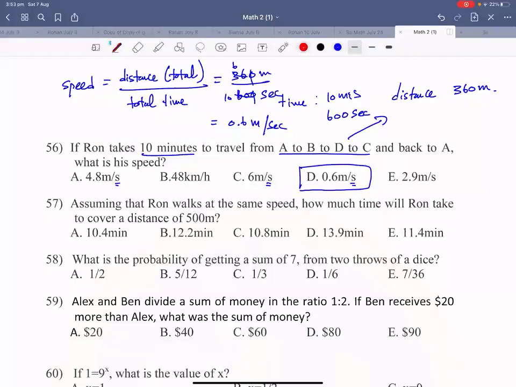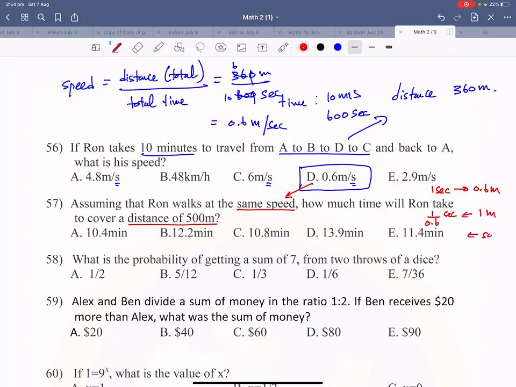Now, same speed. So what is that speed? This. So that will tell you in 1 second, you travel 0.6 meters. How much time to cover 500 meters? So 1 meter, you will get 1 divided by 0.6 second.